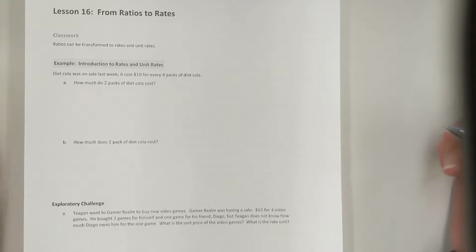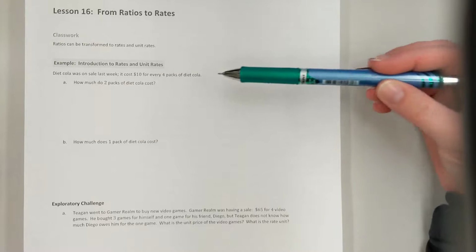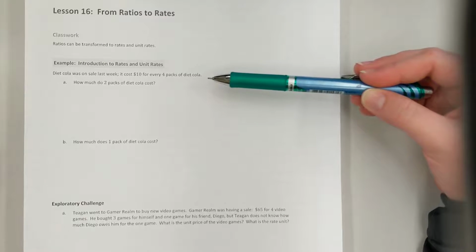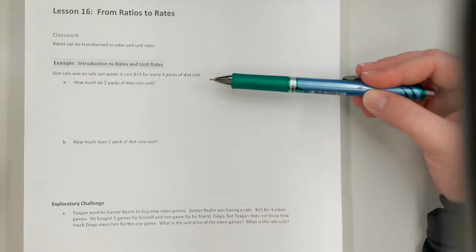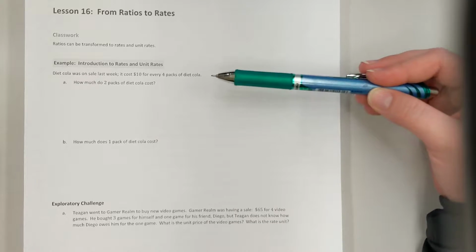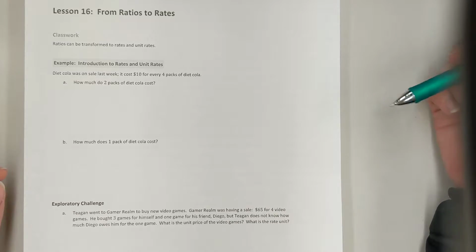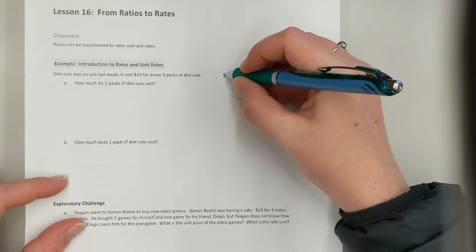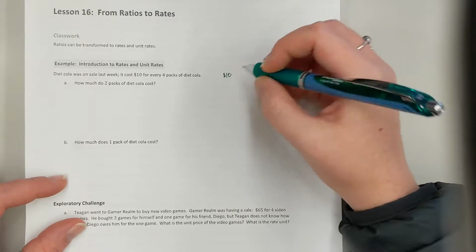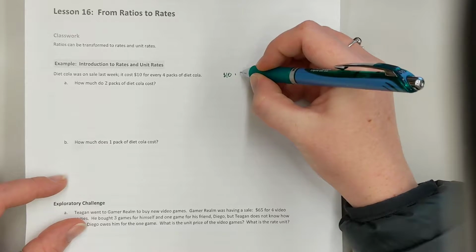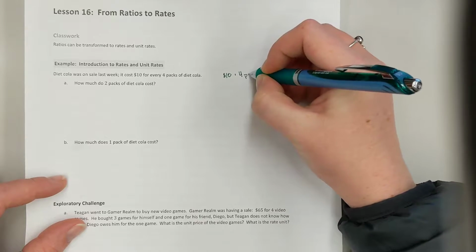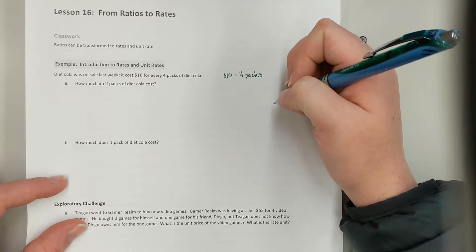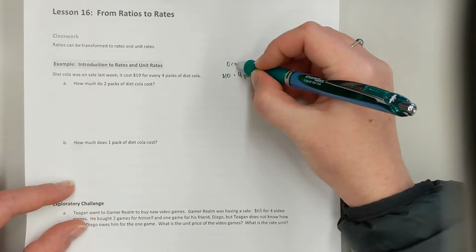So, the original ratio for this problem says Diet Cola was on sale last week. It cost $10 for every 4 packs of Diet Cola. So that original ratio is $10 to 4 packs. So that's our original ratio.